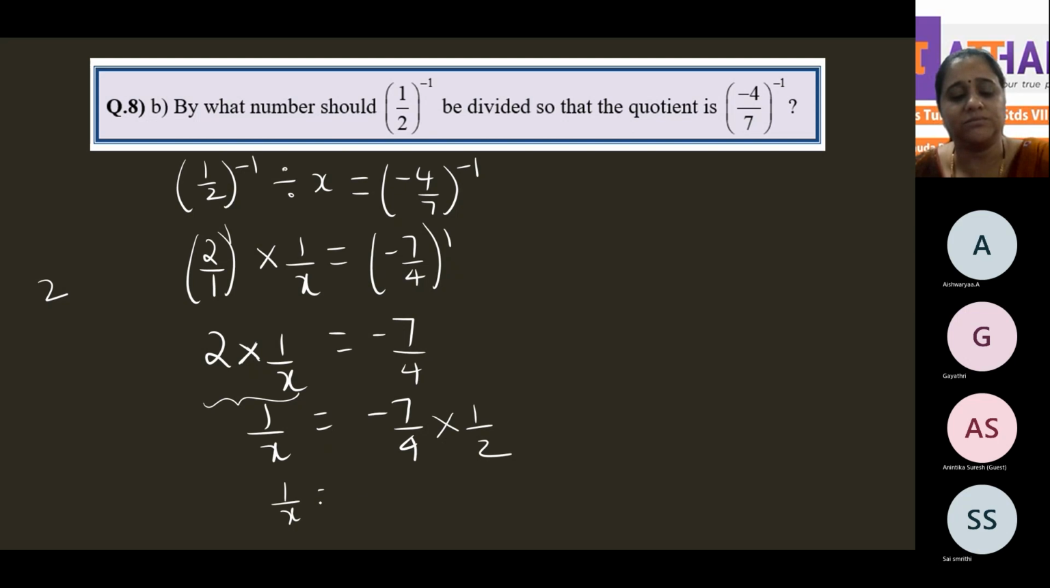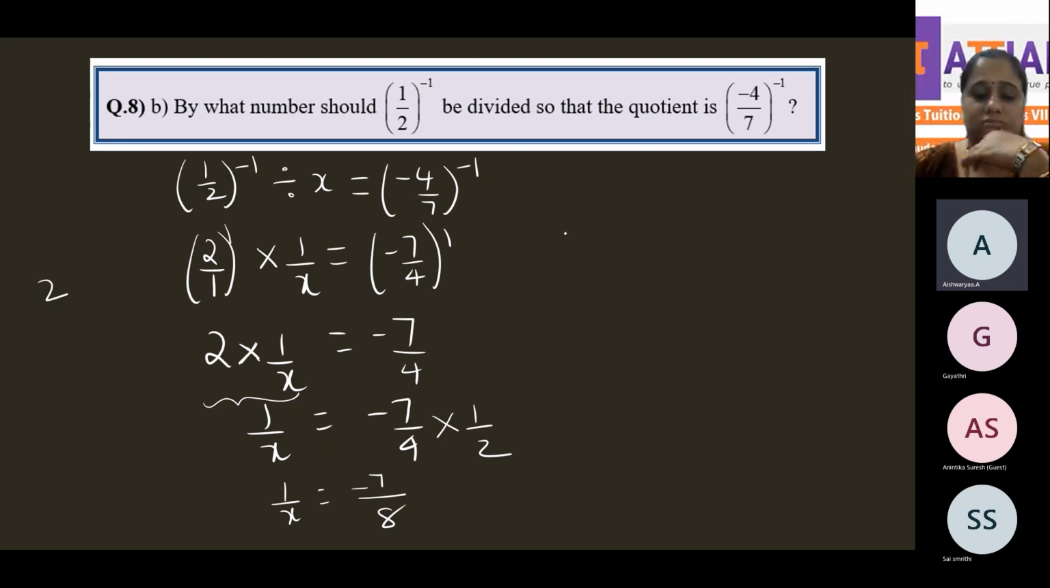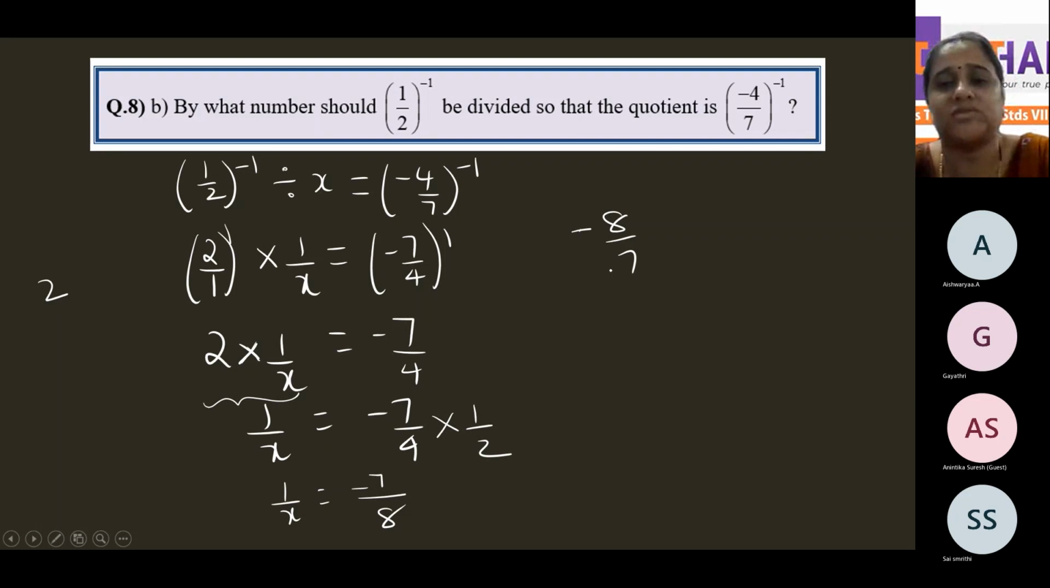1 by x is equal to? 1 by 2. Then you have to multiply, which will be minus 7 by 8. So then we have to take the reciprocal to find x. So it will be 8 by minus 7. 8 by? Minus 7, or minus 8 by 7. So the rule there is taking reciprocals on both the sides. Yes. Taking reciprocals on both sides.